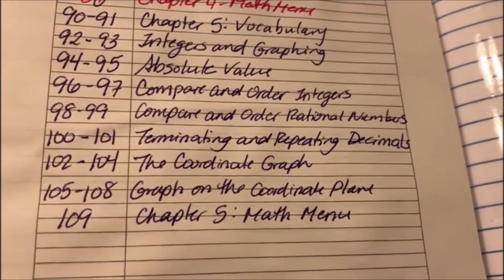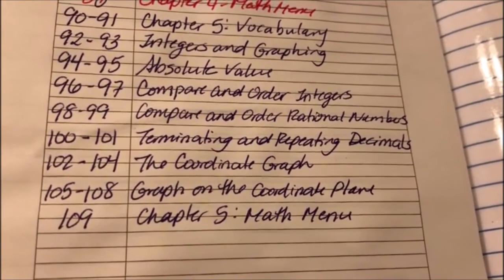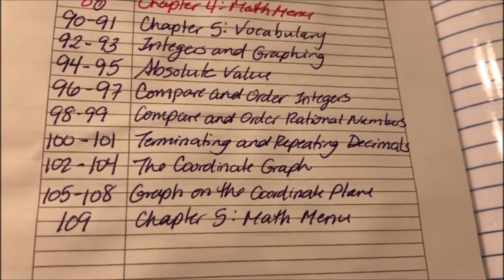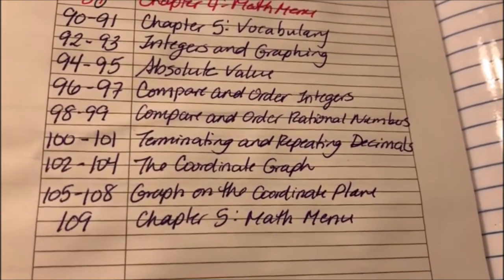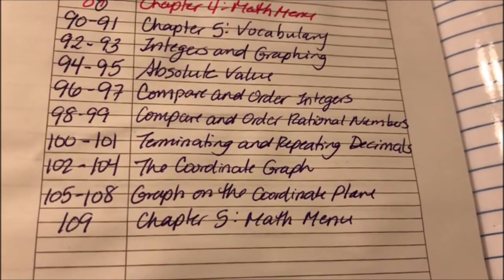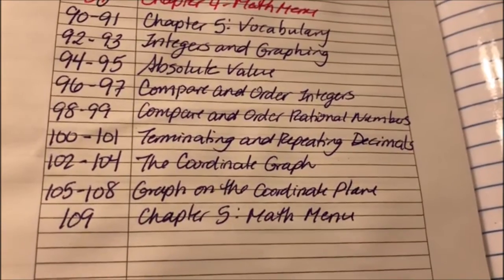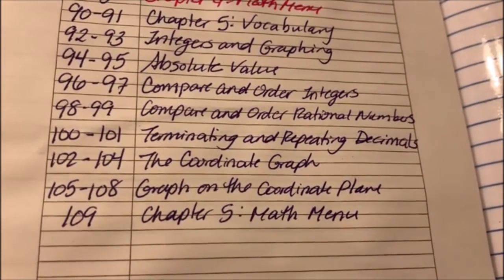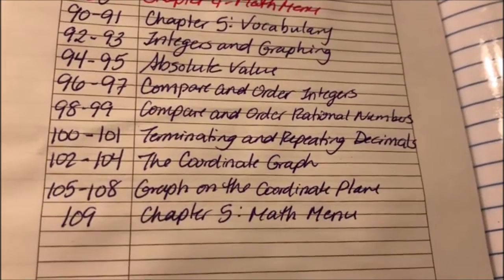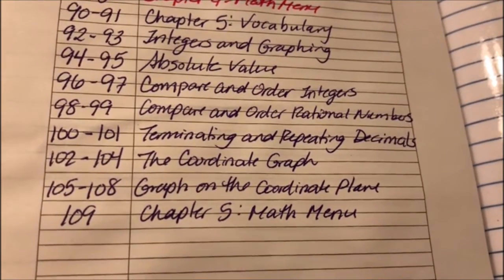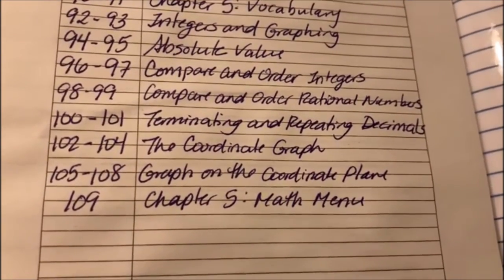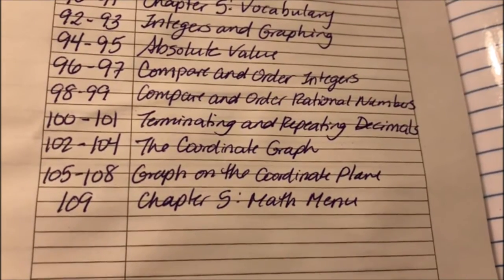So now that we have everything glued in, we're going to go ahead and fill out our table of contents. So this is what your table of contents should look like for Chapter 5. On pages 90 to 91, you should have Chapter 5 vocabulary. 92 through 93, integers and graphing. 94 through 95, absolute value. 96 through 97, compare and order integers. 98 through 99, compare and order rational numbers.